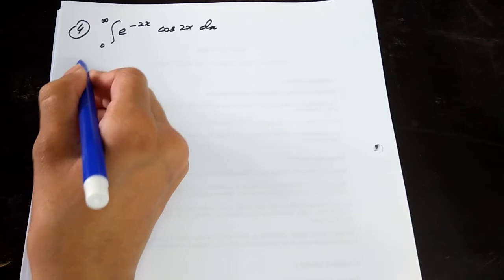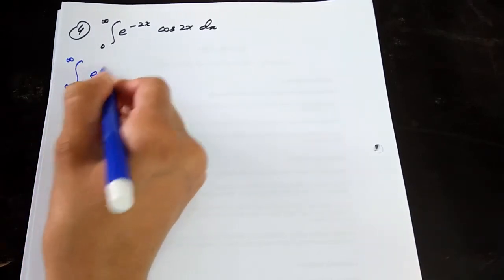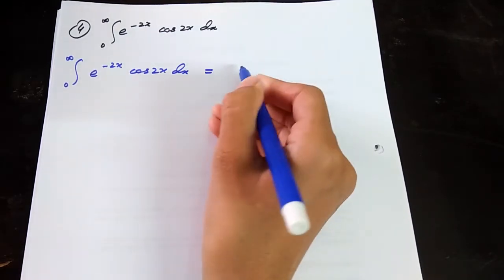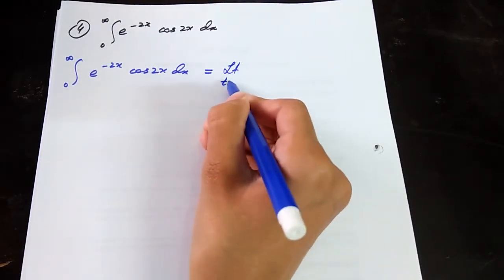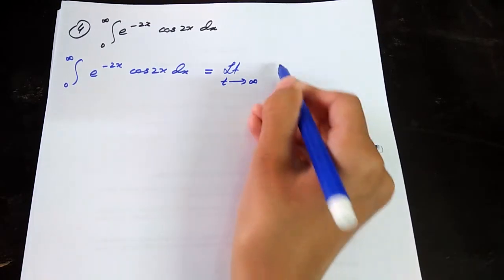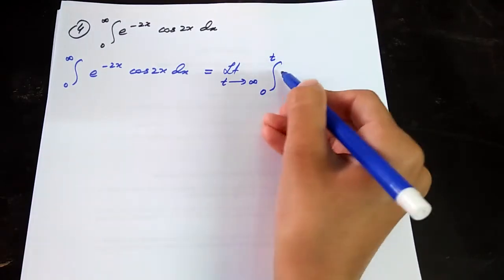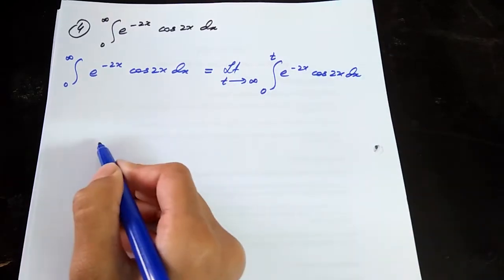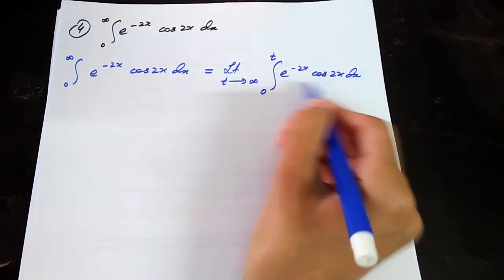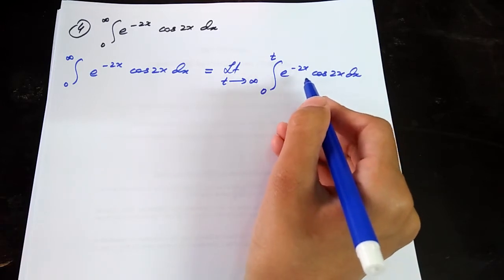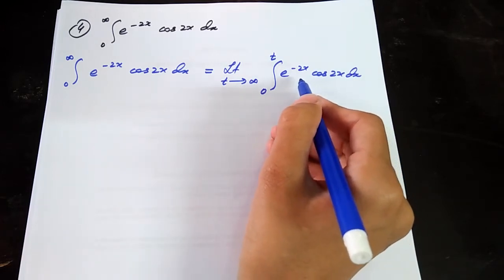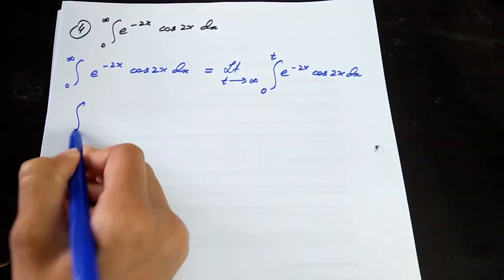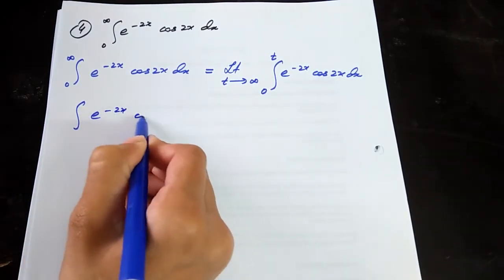Now this term will be equal to the integral from 0 to infinity of e raised to power minus 2x cos 2x dx, and this term becomes the limit as t approaches the undefined upper limit, from 0 to t, of e raised to power minus 2x cos of 2x dx. Now we need to integrate this function, and for integrating that function, you know very well its answer.